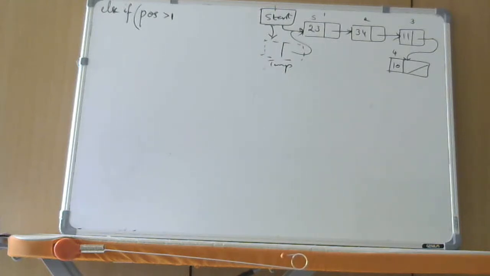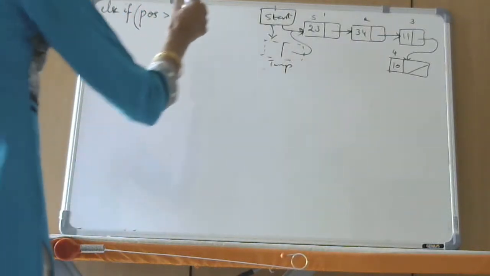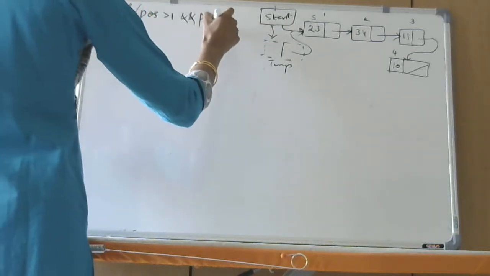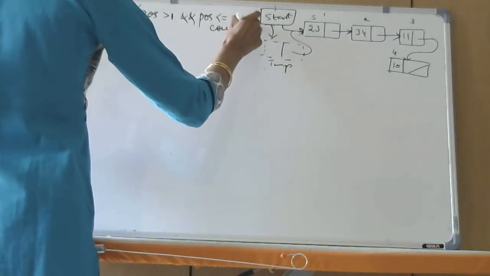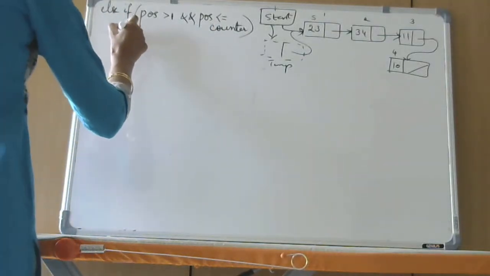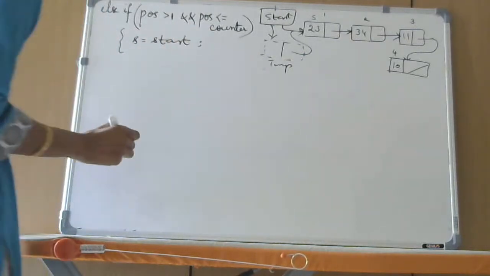Now, if you enter the position, you have already accepted POS, is it not? If you have accepted POS as 10, then that's wrong, is it not? So, that is the reason we have counted the number of nodes. If POS is greater than 1 and POS is less than or equal to counter. Counter is what? The number of nodes that you have identified. What will happen? S is equal to start.